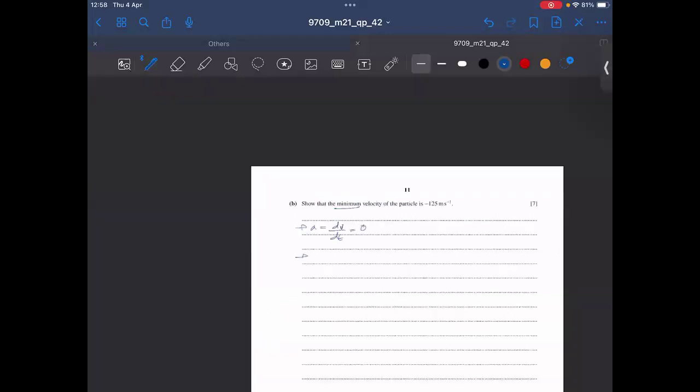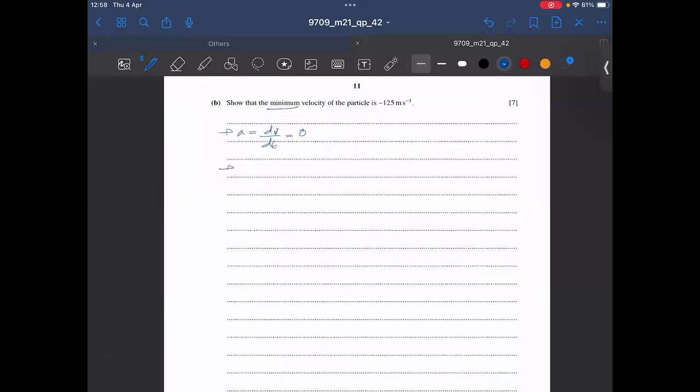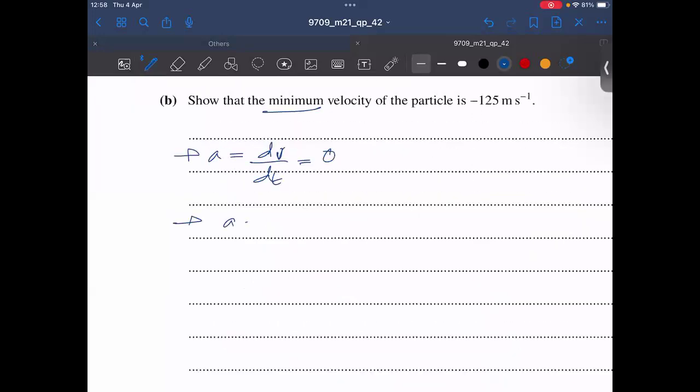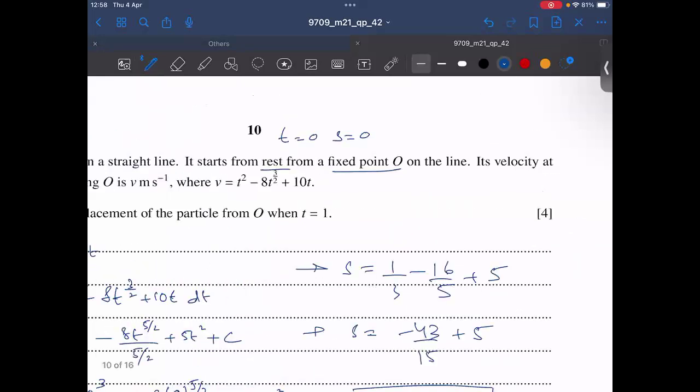So what is going to be dv over dt? That is going to be 2t minus, 3 over 2 times 8 is going to be 12, 12t.